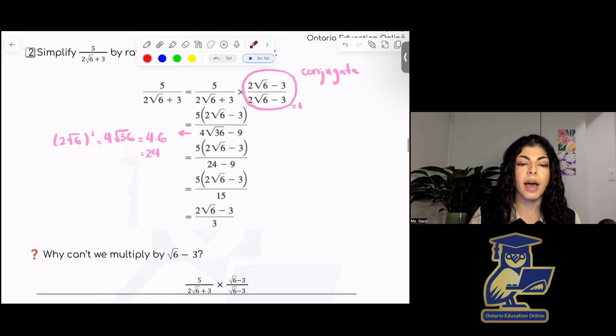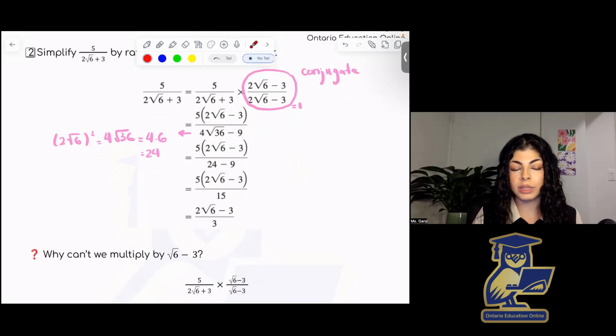So now I have rationalized the denominator, and I don't have any radicals in my denominator, which was my original goal.